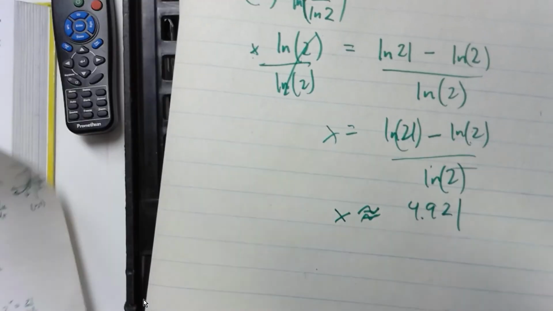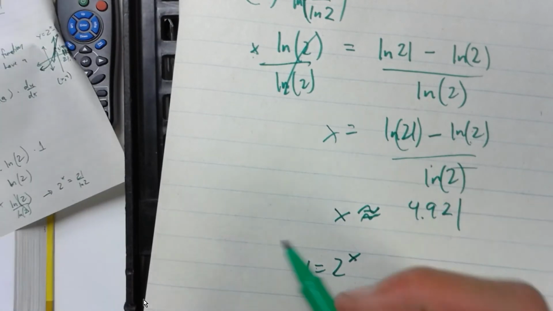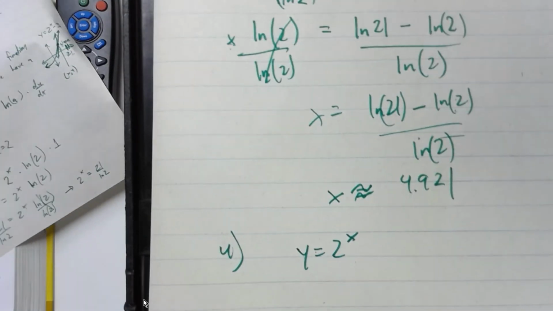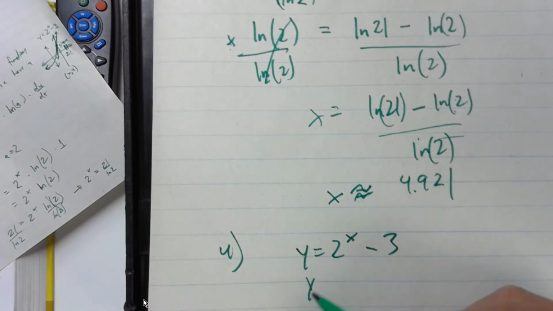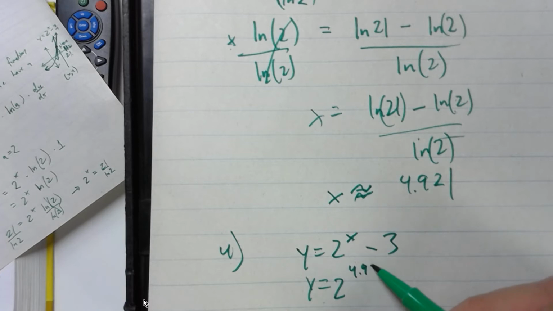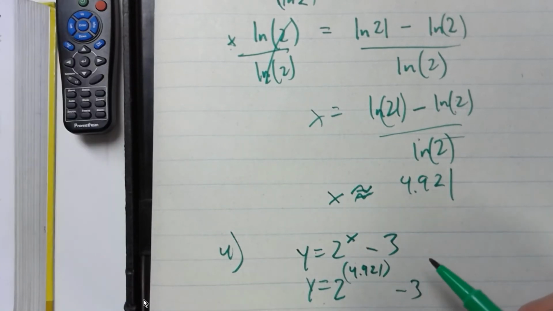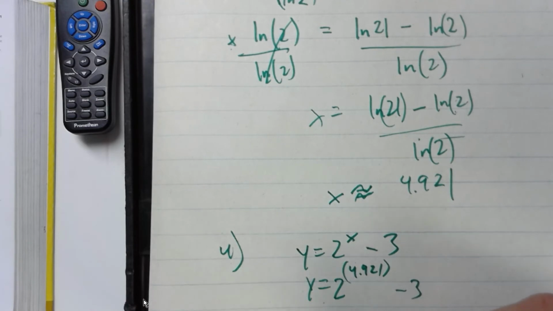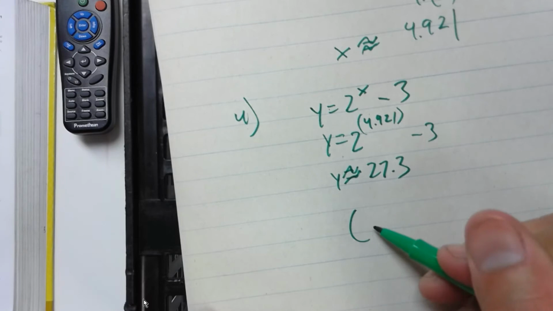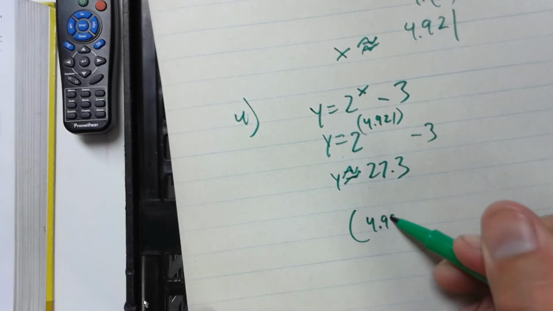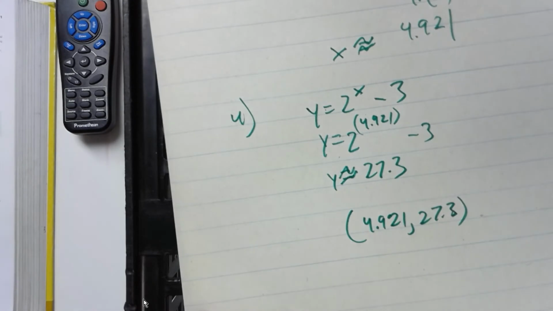Okay, so y again was equal to 2 to the power of x minus 3. So step 4 is to plug this x value back in. So y is equal to 2 to the power 4.921 minus 3. You put that in the calculator, and you approximately get about 27.3. Okay, so your coordinate is 4.921, comma 27.3.